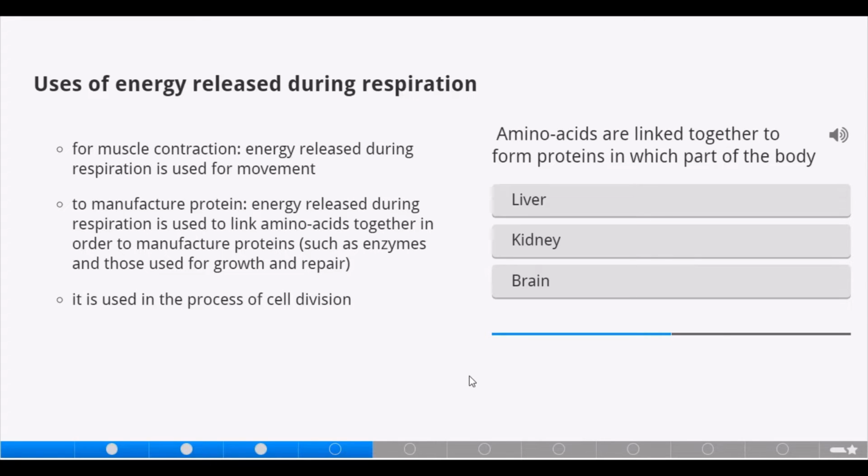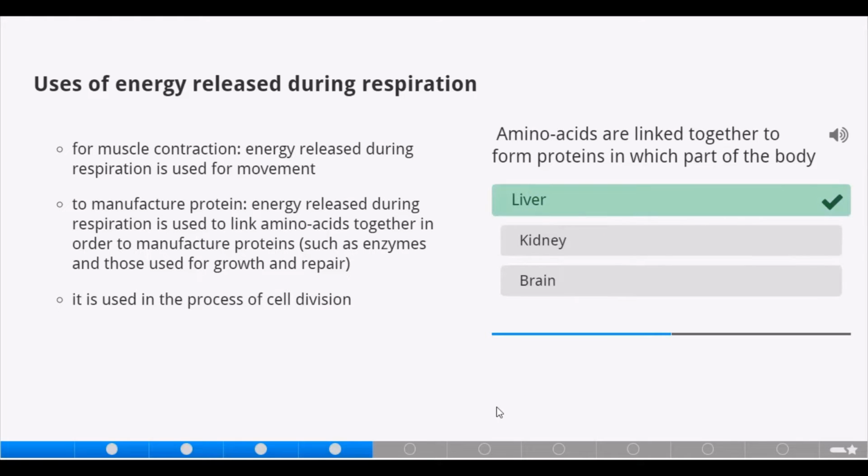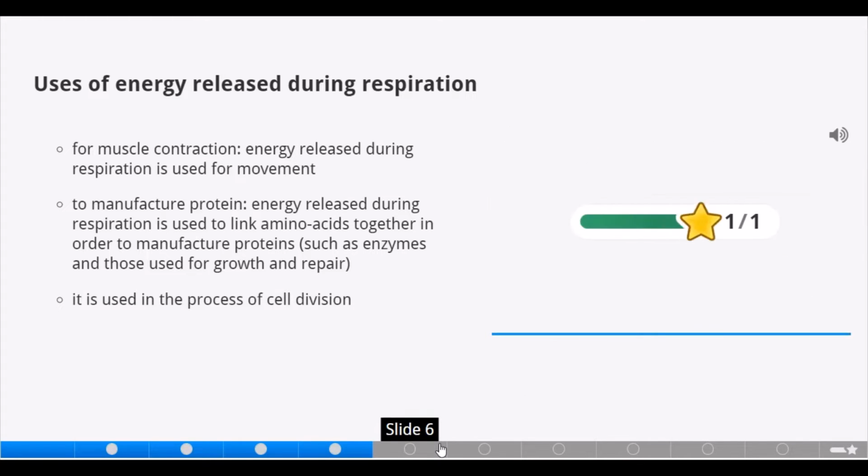So we have a quick question here. It says amino acids are linked together to form protein in which part of the body? This takes place in the liver. We'll be learning more about that in the next chapter.